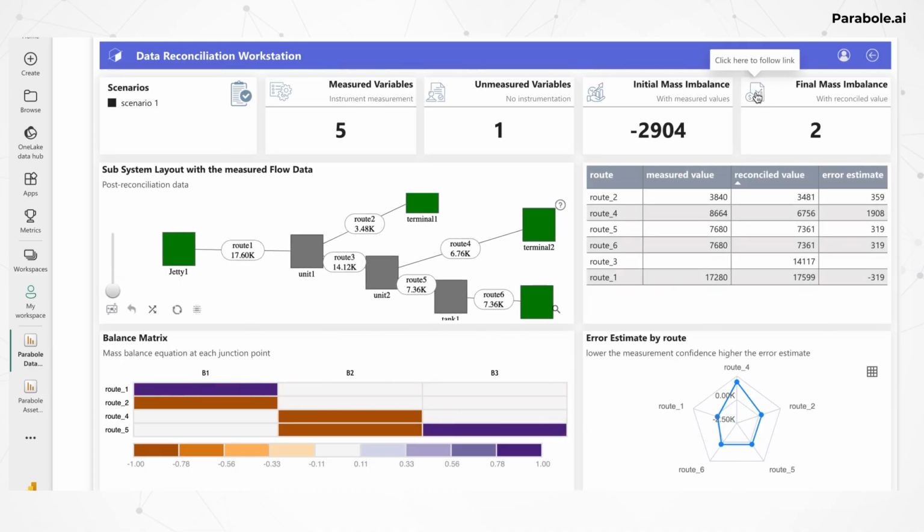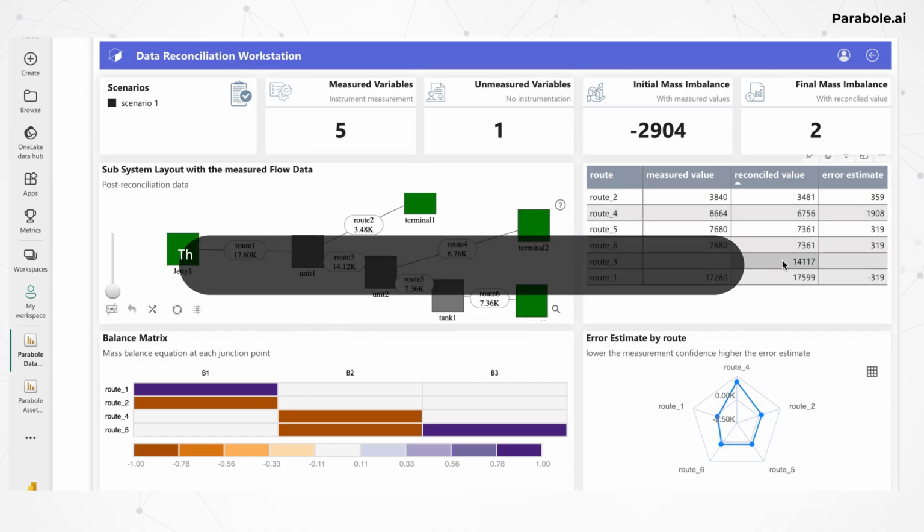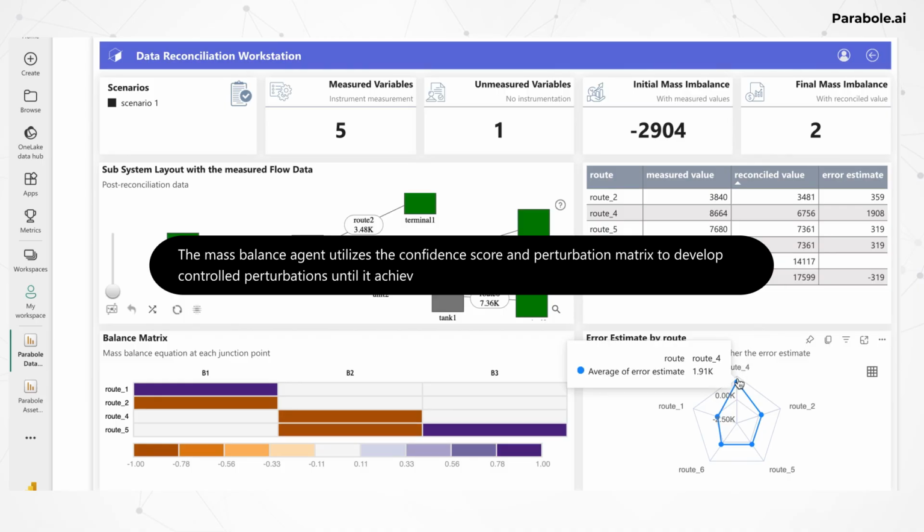The agent successfully delivers a reconciled network reading with an imbalance of only 2 units. It adjusts the route most affected and generates the flow measurement for the previously unmeasured route. The mass balance agent utilizes the confidence score and perturbation matrix to develop controlled perturbations until it achieves the minimum imbalance iteratively.